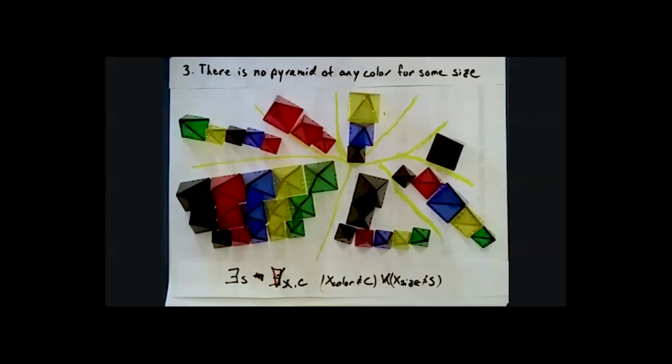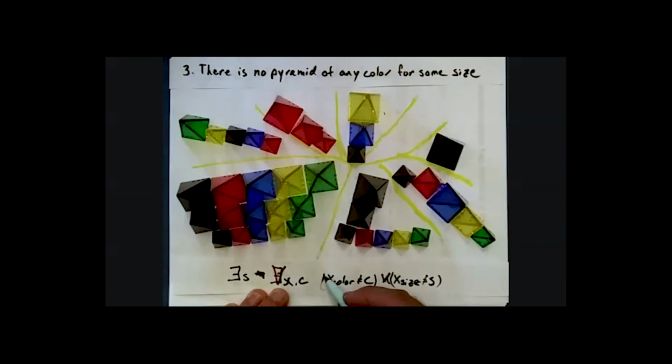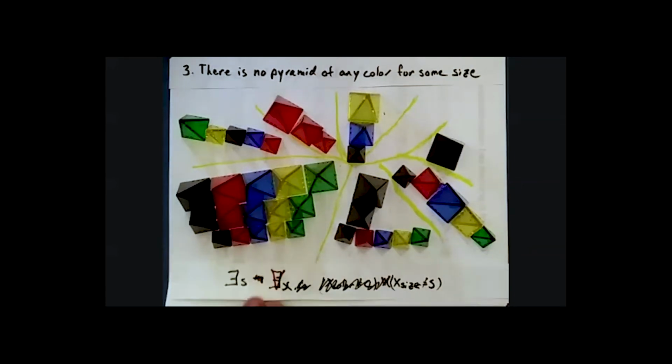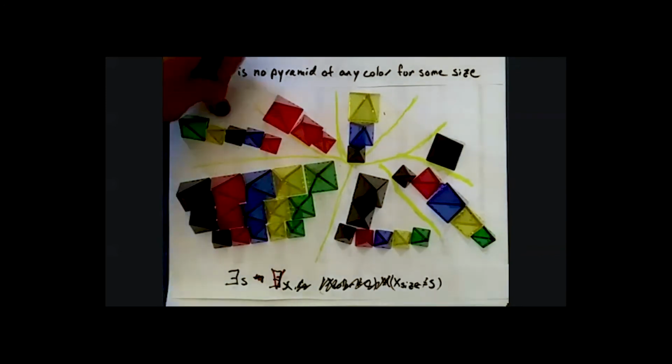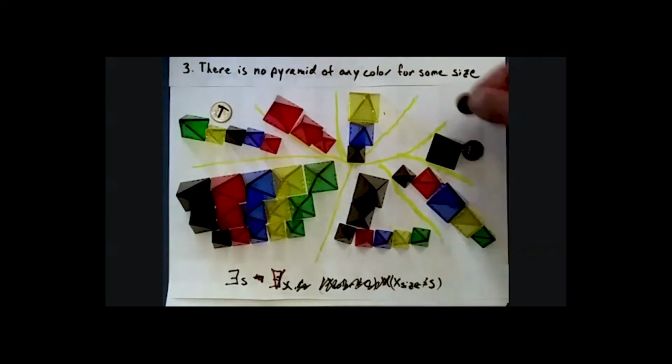Now we know that every pyramid does have one of the 5 colors, so there will be a color for which X color is equal to C, and this first part is false. And so for the for all statement to be true, we need that second part, the size has to not be equal to S. So this really doesn't depend on color at all. And there are 3 configurations that are missing a pyramid of some size.